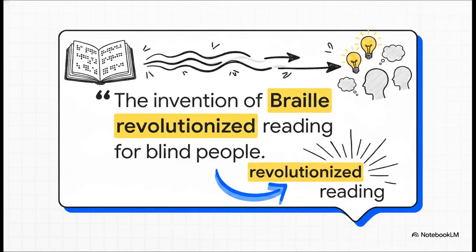Let's look at a sentence pulled straight from our academic sources. The invention of Braille revolutionized reading for blind people. It is super simple, but really powerful. The invention of Braille, that's our cause. The revolution in reading is the undeniable effect. So when you read a sentence like this, your brain shouldn't just file away Braille and reading as two completely separate mental flashcards. No, you want to store that dynamic link between them.